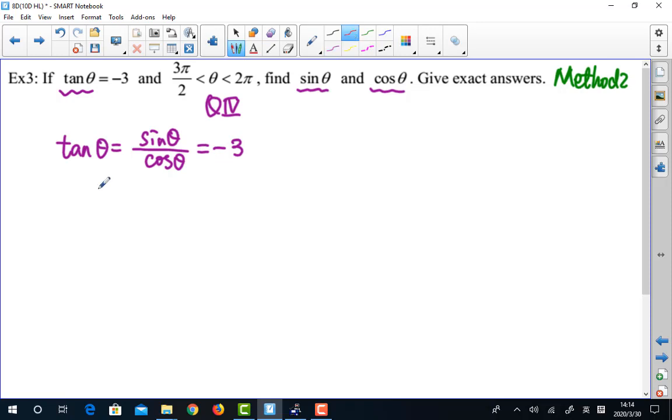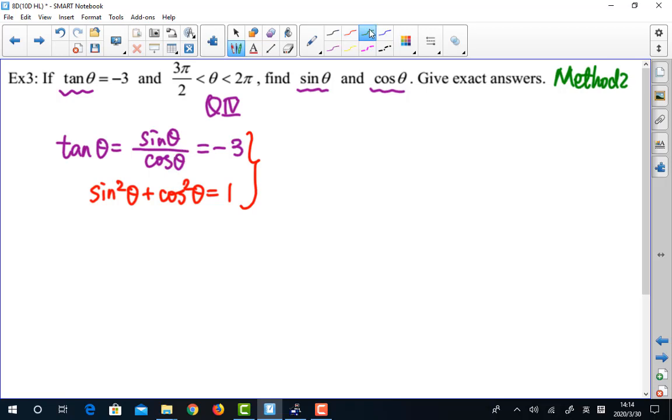The second equation comes from sine squared theta plus cosine squared theta equals 1. Hope that you guys can realize this is a system of two equations, and the two unknowns right now are sine theta and cosine theta, respectively, rather than x and y. You just take sine theta as x and cosine theta as y. Let's solve the system of two equations. You can apply the elimination method or substitution method.